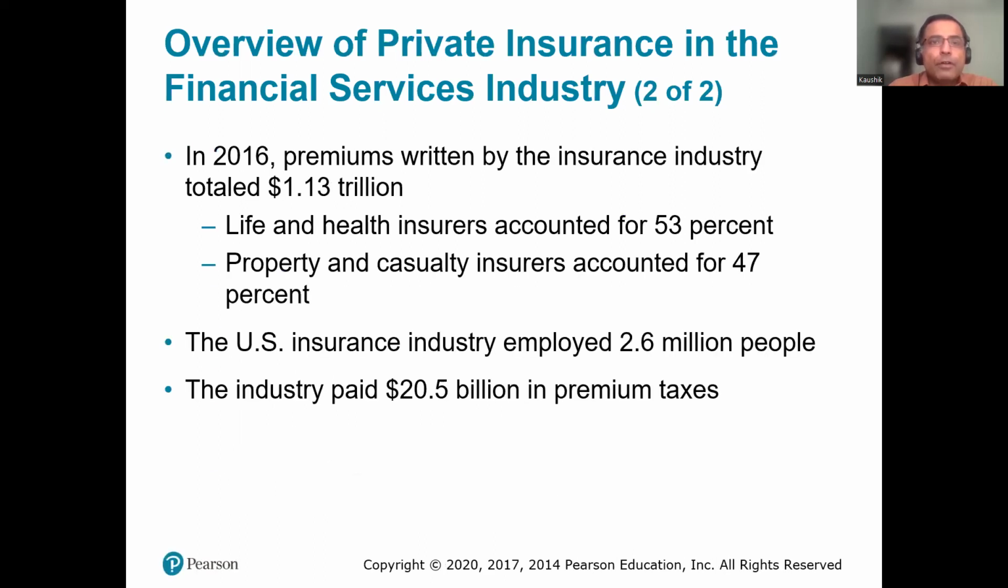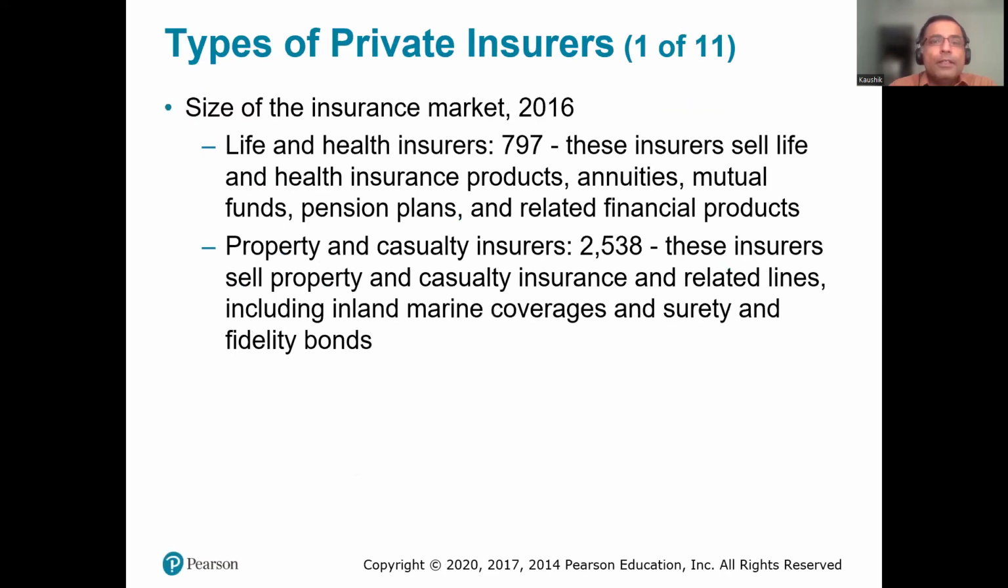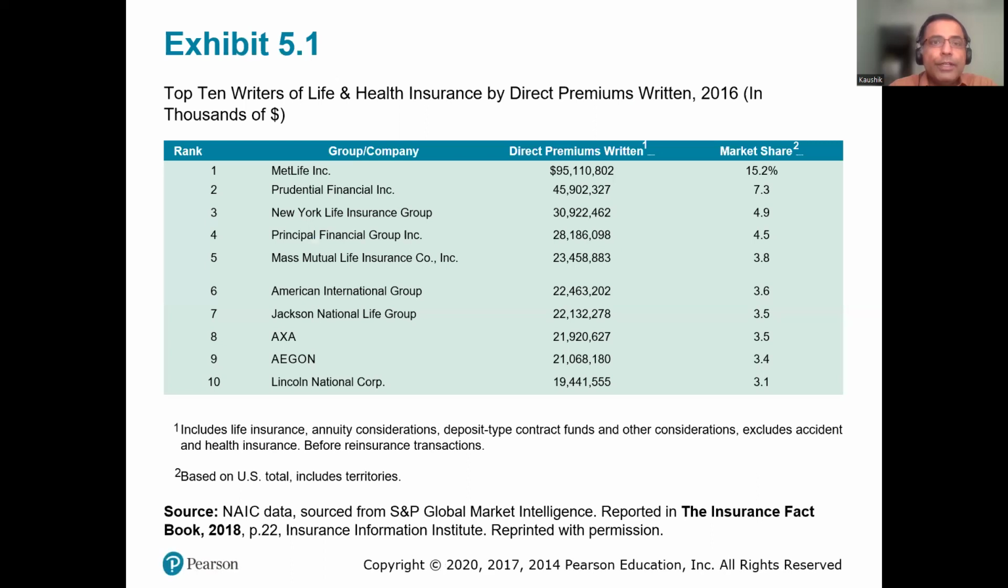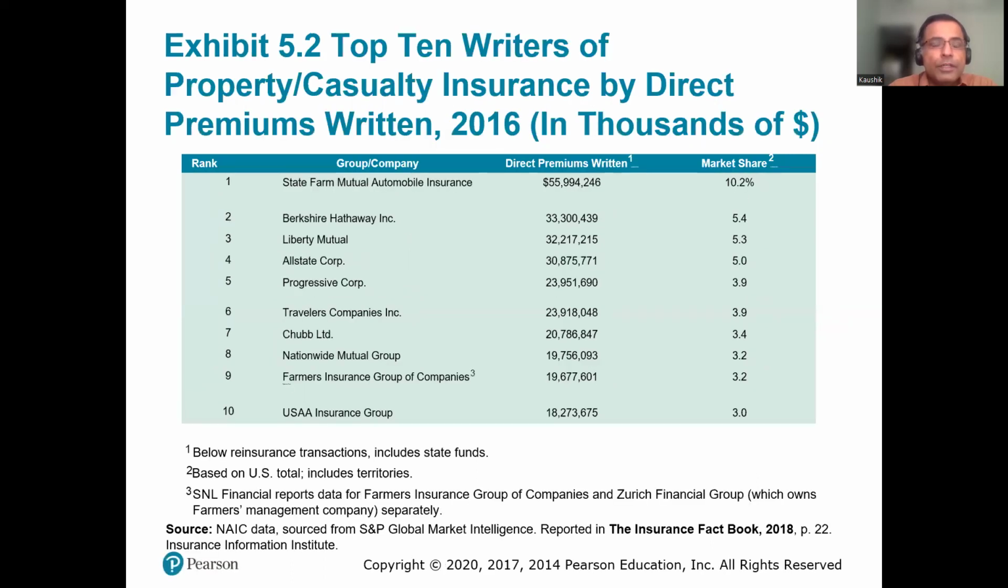This is a snapshot of the insurance industry in the US. The size of the insurance market in terms of the companies involved in the insurance industry. Primarily, there are life and health insurance companies, as well as property and casualty insurance companies. These are what we call the private insurers. These are some of the leading life and health insurers, and these are the leading property and casualty insurers. These facts are for the US market.